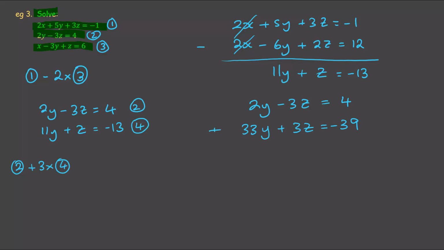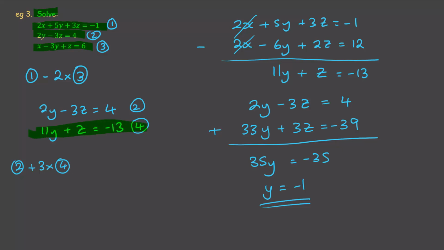Now, because we've got the negative 3z and the plus 3z, this time we'll get rid of z. Adding them, we get 35y, and we get negative 35. That tells us that y equals negative 1. Then we can work our way back up. For example, let's use number 4. If we use number 4, we're going to get negative 11 plus z is equal to negative 13, and that gives us z is negative 2.